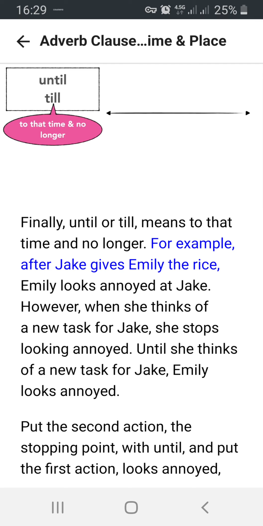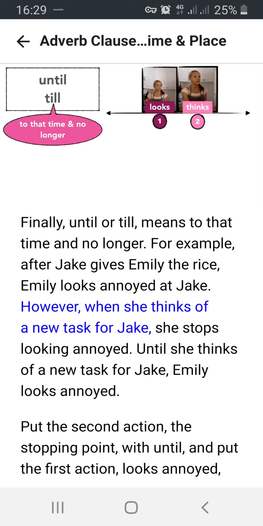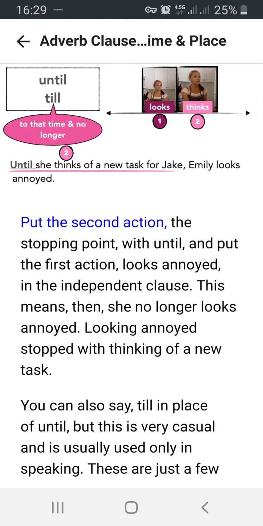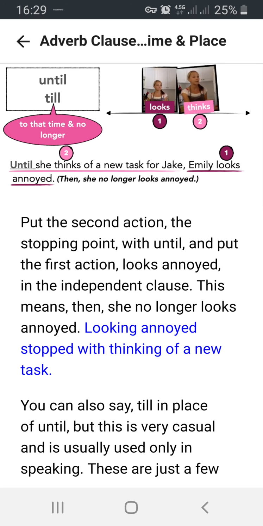For example, after Jake gives Emily the rice, Emily looks annoyed at Jake. However, when she thinks of a new task for Jake, she stops looking annoyed. Until she thinks of a new task for Jake, Emily looks annoyed. Put the second action, the stopping point, with until, and put the first action, looks annoyed, in the independent clause. This means then she no longer looks annoyed. Looking annoyed stopped with thinking of a new task.